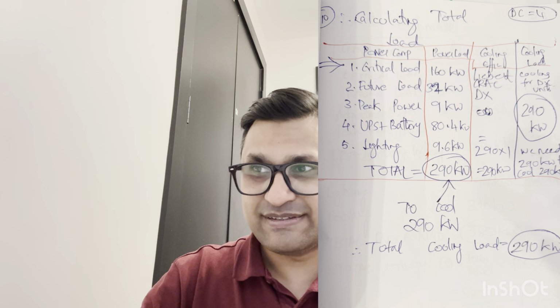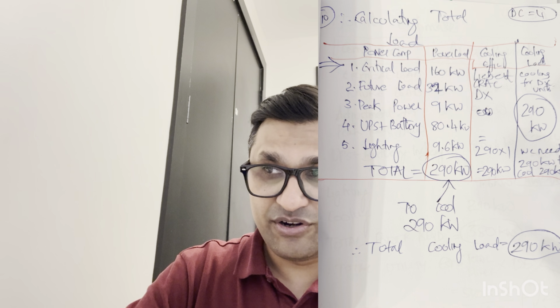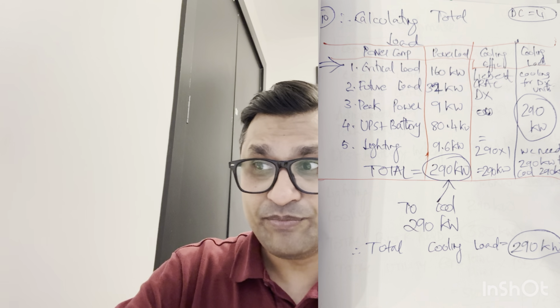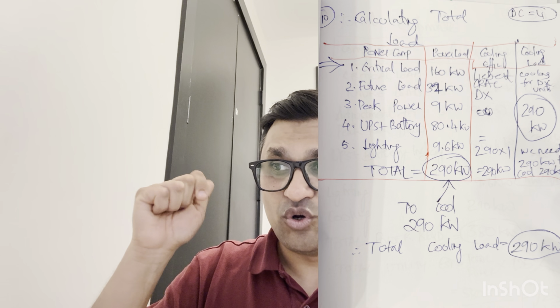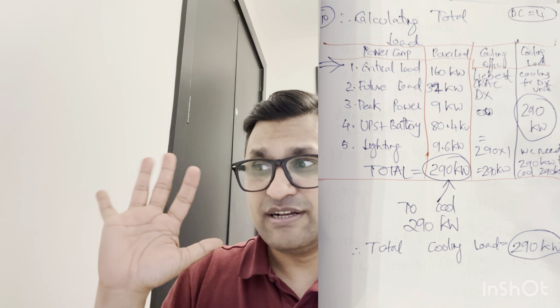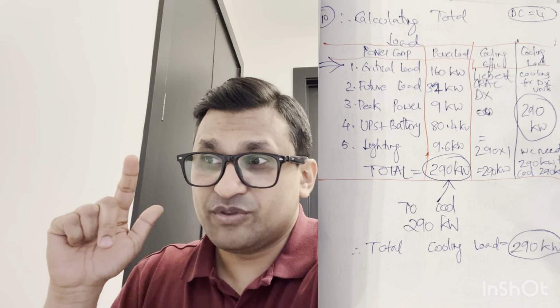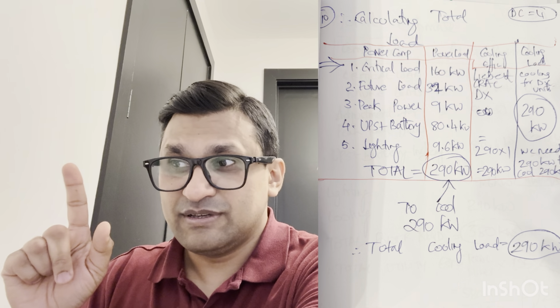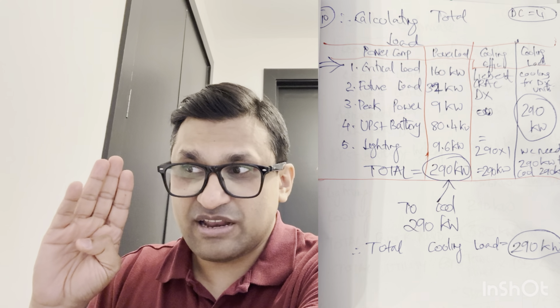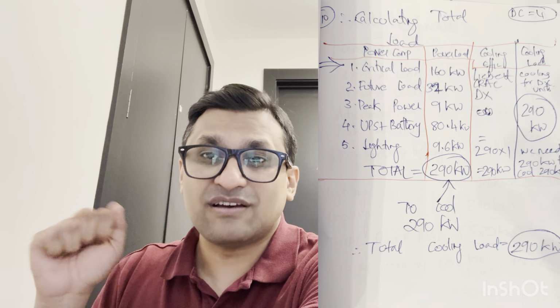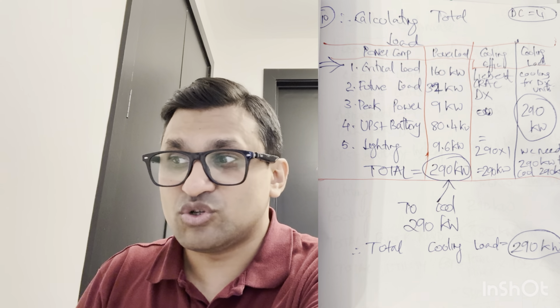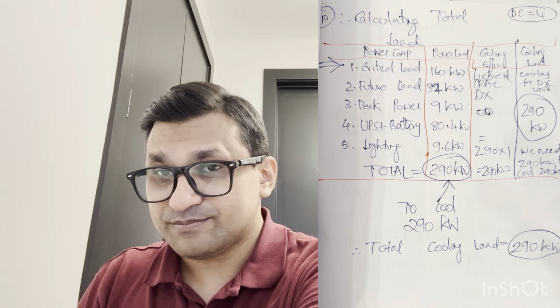So we got the lighting load, we got the UPS, we got the racks, and we got the critical load. Now we calculate the total load of critical, future load, peak power, UPS, battery, and lighting. The critical load is 160 kilowatts. The future load is 32 kilowatts. Peak power is 9 kilowatts. UPS and battery inefficiency is 80.4 kilowatts. Lighting is 9.6. So the total gives you about 290 kilowatts.